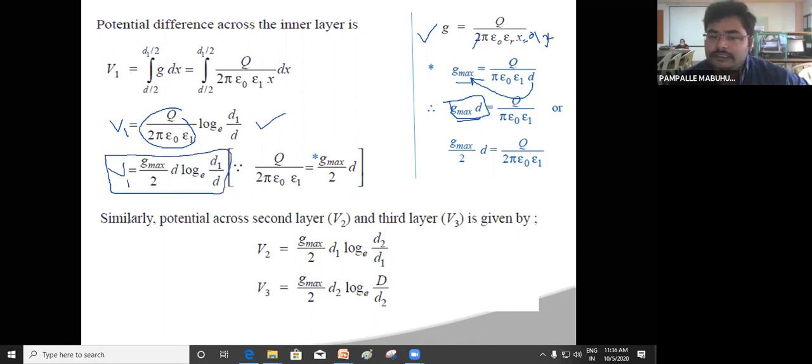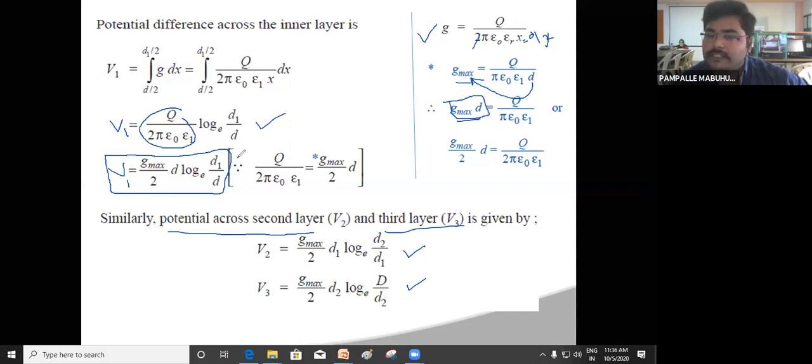Similarly, if you write the potential difference across the second layer and third layer, you will get these two equations. V2 is equal to G max into d1 by 2 ln d2 by d1. V3 is G max d2 by 2 ln capital D by small d2.